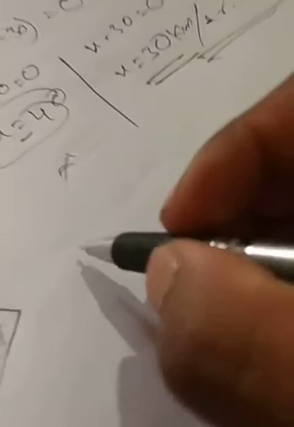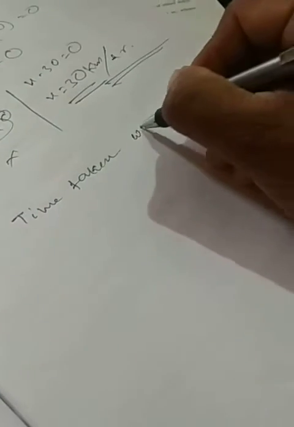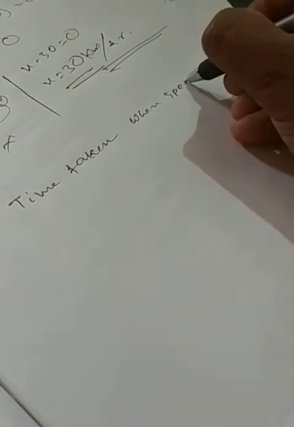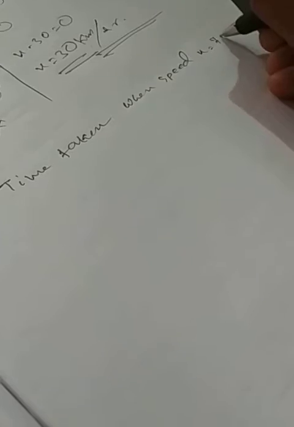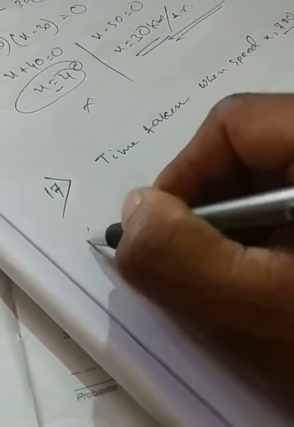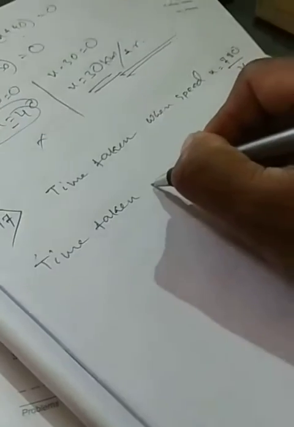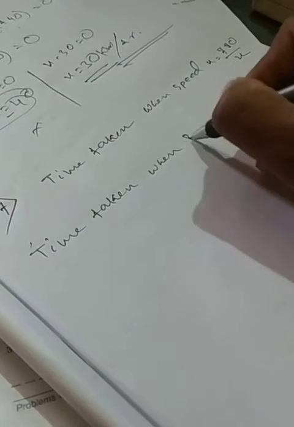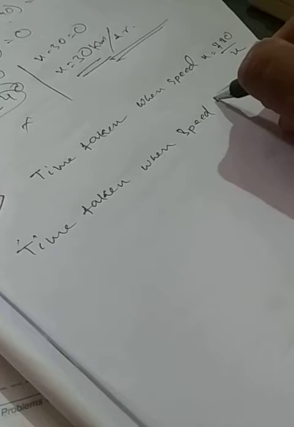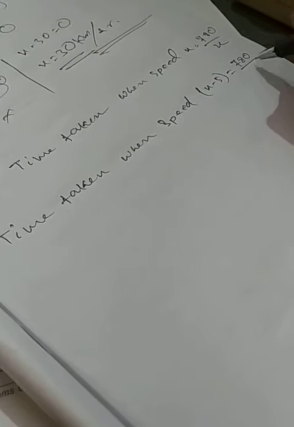So the total distance was 780. So time taken when speed is x equals 780 by x. You can imagine it is t1. Similarly, time taken when speed is reduced, now x minus 5, so what will you get? 780 by x minus 5.